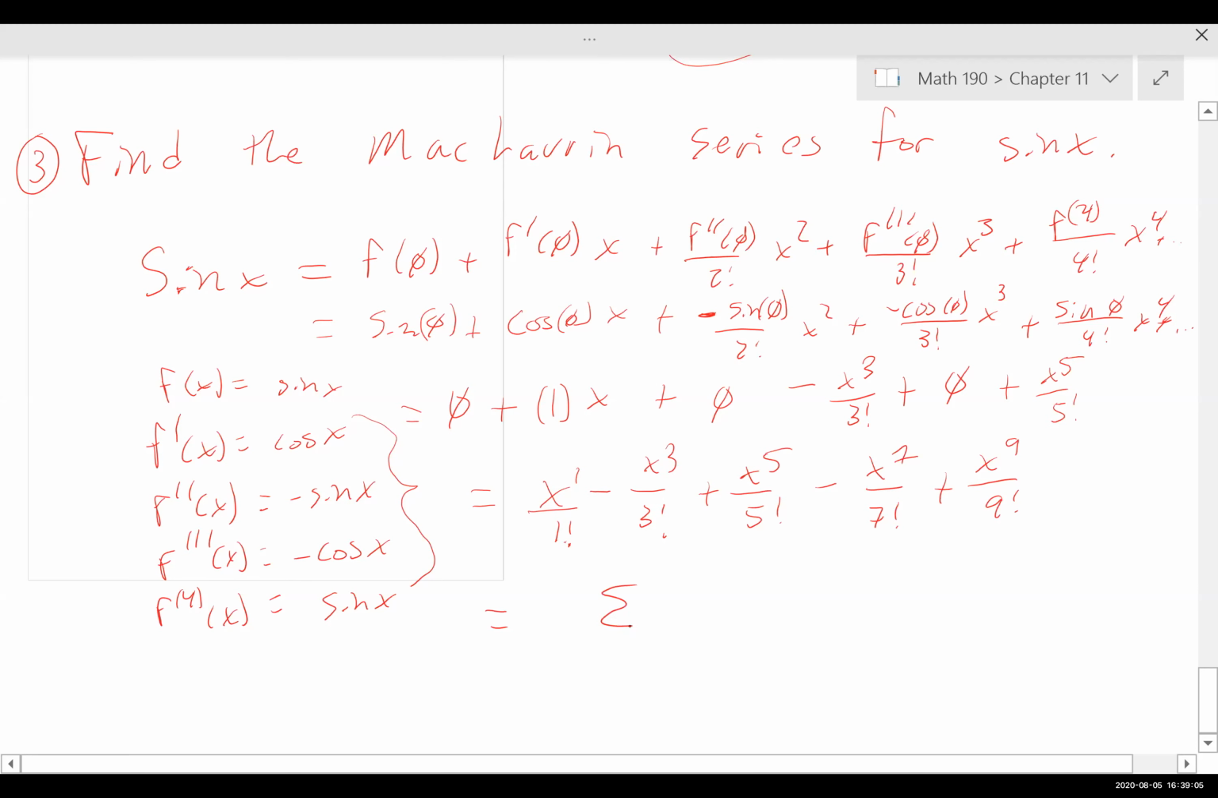So what is this going to be equal to? It's the sum of n equals, what do I want to start at, 1 or 0? Maybe I'll start at 0 just to keep things consistent. This is going to be negative 1 to the nth power because it's alternating, and then x to the 2n plus 1 all over 2n plus 1 factorial. Remember, that's how we got our odds before. So that is sine x right there.